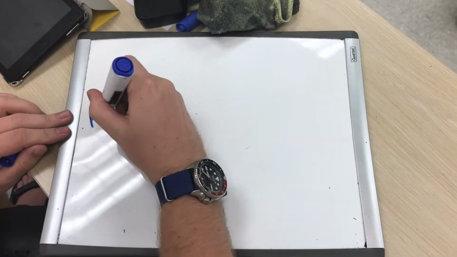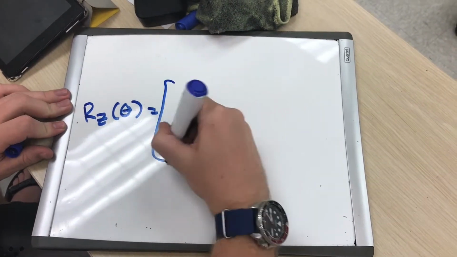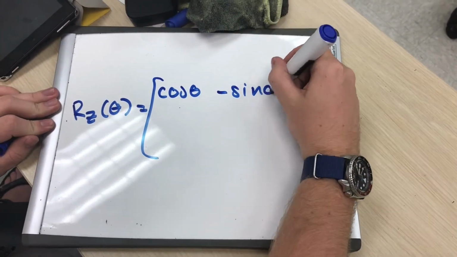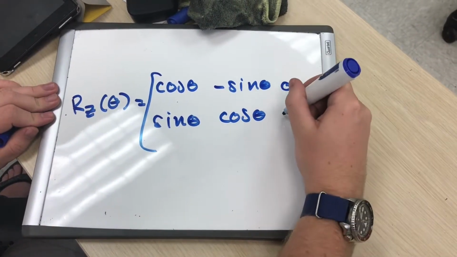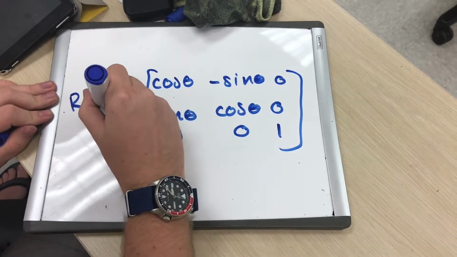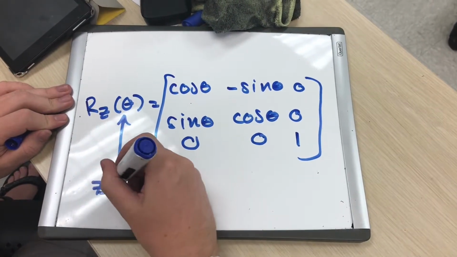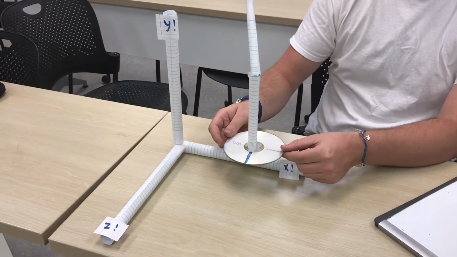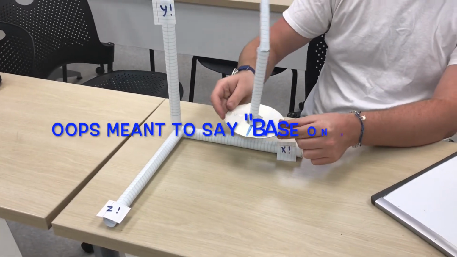So rotation in the z-axis looks like the original matrix we were given, except the padding is now on the lower side. And again, this theta right here is the rotation of the z-axis. Alright, so this is an example of rotation around the z-axis with the base of the arm being on the y-axis.